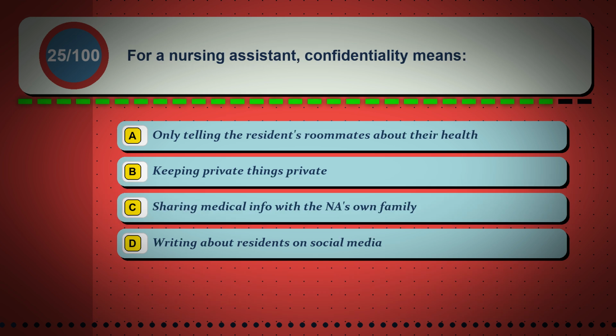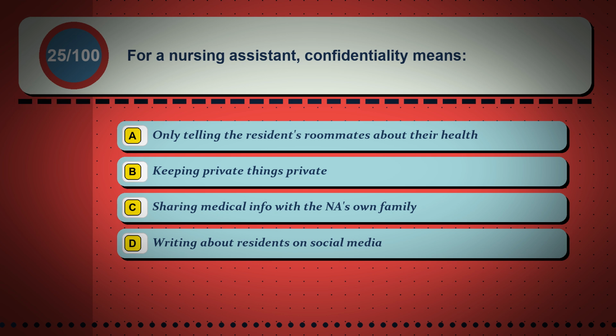Question 25. For a nursing assistant, confidentiality means option A. Only telling the resident's roommates about their health. Option B. Keeping private things private. Option C. Sharing medical info with the NA's own family. Option D. Writing about residents on social media.